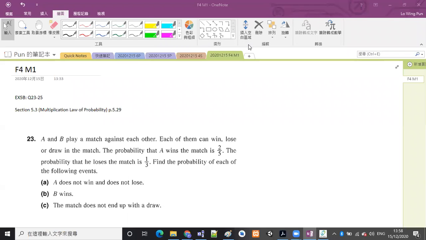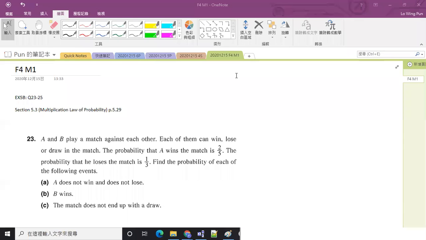Yesterday we were talking about some probabilities, okay? And it is on exercise 5. So I asked you to do question number 21 to 25, and we have talked about question number 21 and 22. So today I would like to finish 23 to 25, and then I'll start a new section, okay?